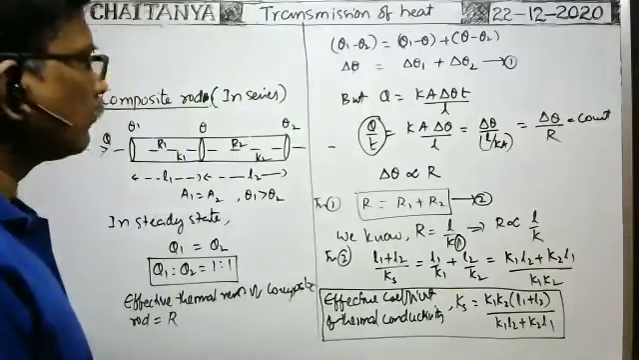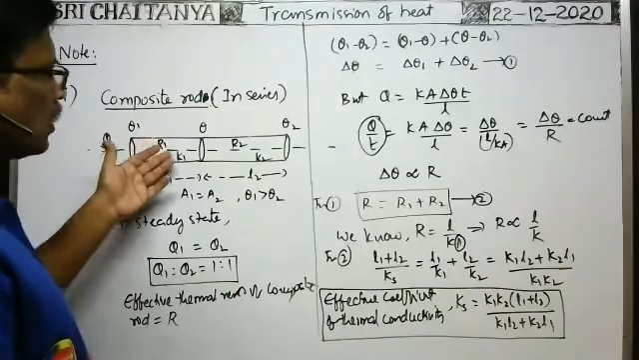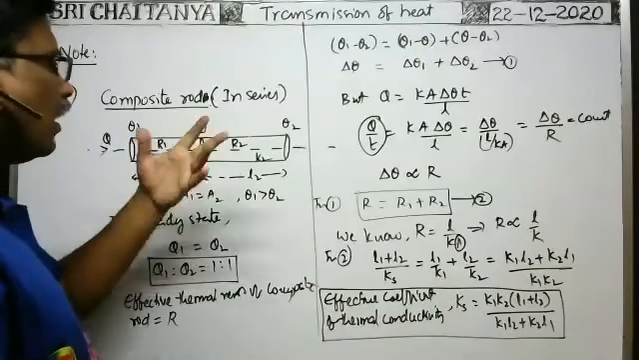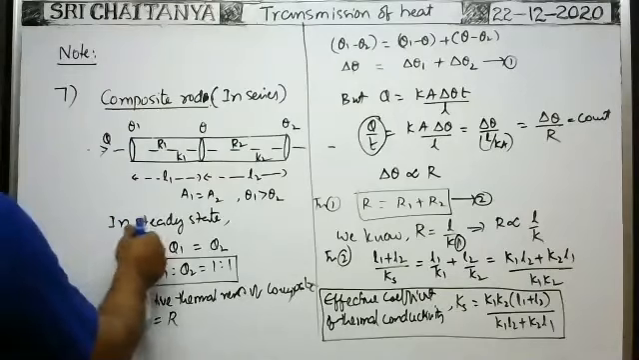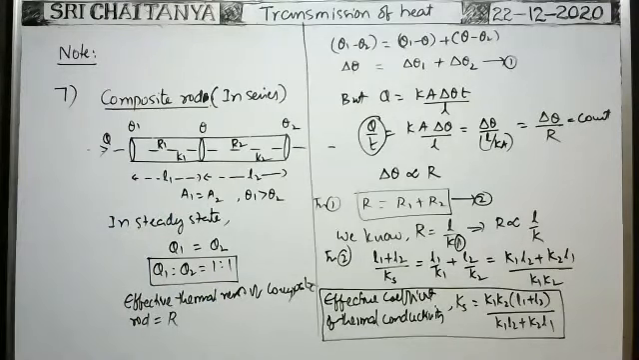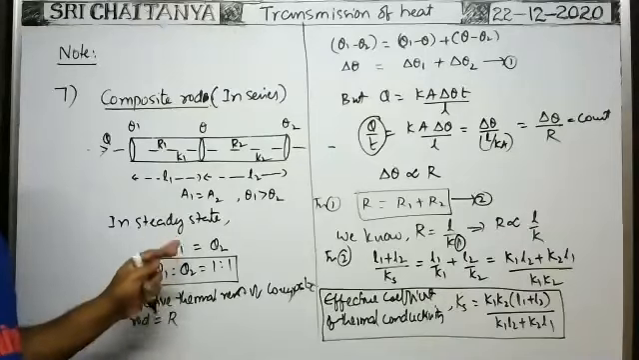Suppose the lengths of the two rods are equal, but the coefficients of thermal conductivity and thermal resistances are different. In such a case, what is the effective coefficient of thermal conductivity? Shall I write this part?